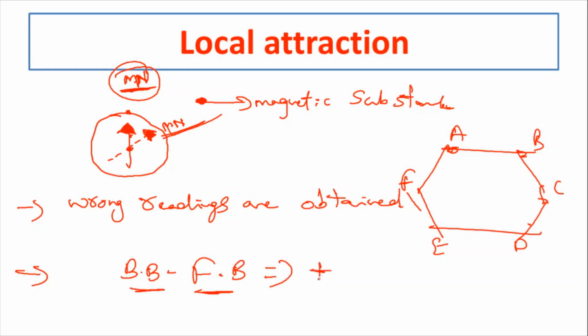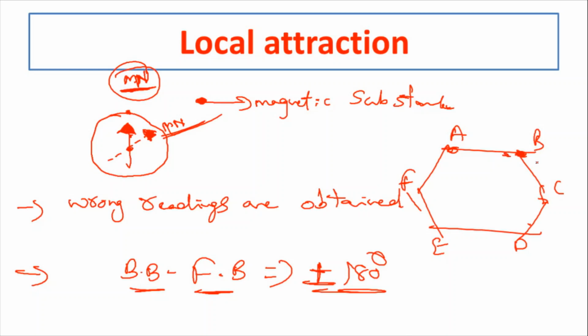That should be like how much? Plus or minus 180 degrees. So if back bearing minus fore bearing is plus or minus 180 degrees, we can say that station is not affected by the local attraction. Otherwise, we can say that station is affected by the local attraction.